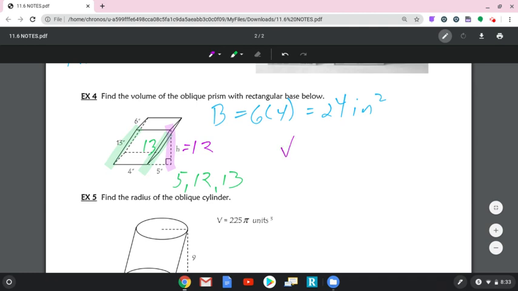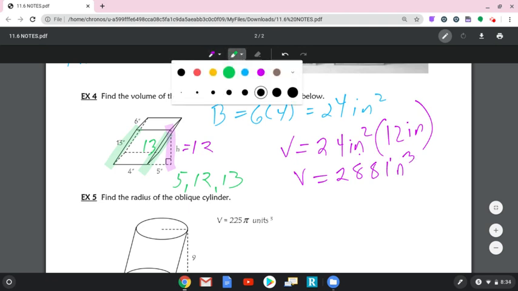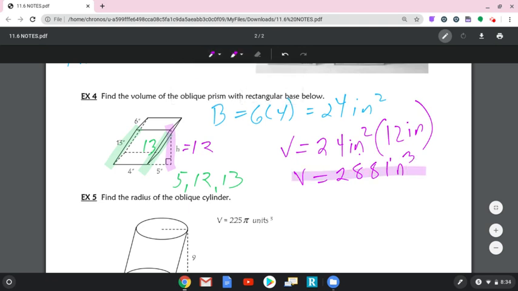So therefore, I can say my volume would be base area 24. Now, think about this. I just want to show you why. Base area 24 inches squared times 12 inches. Now, if I multiply that, 24 times 12 is 288. Inches squared times another inches is inches cubed. And that's why we have to be careful with our units there, guys. It's because it's how many cubes can go inside my prism.